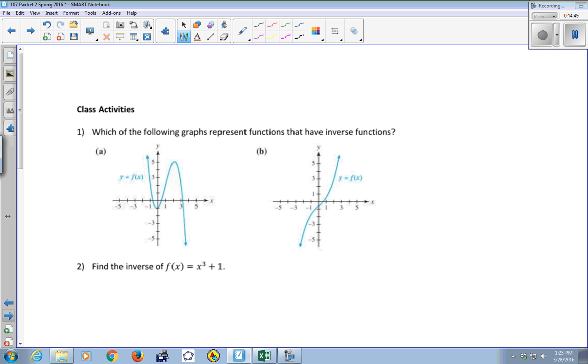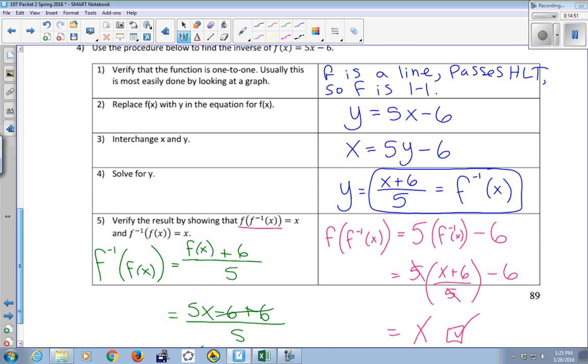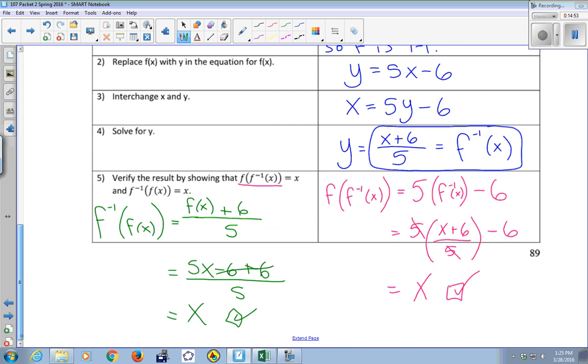All right, so that's it for the lecture portion of the class. And you get some activities to practice identifying whether a function has an inverse function and finding that inverse function algebraically.